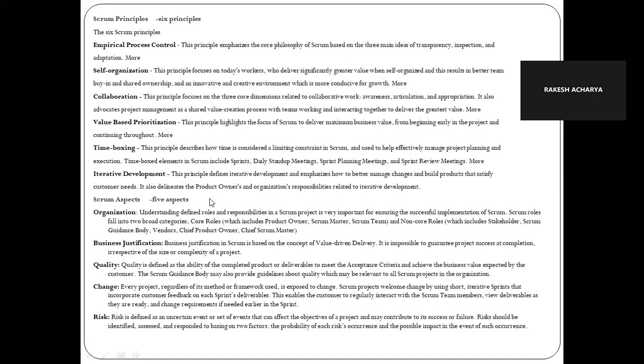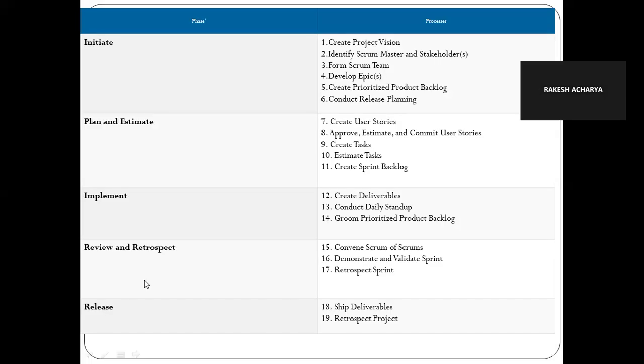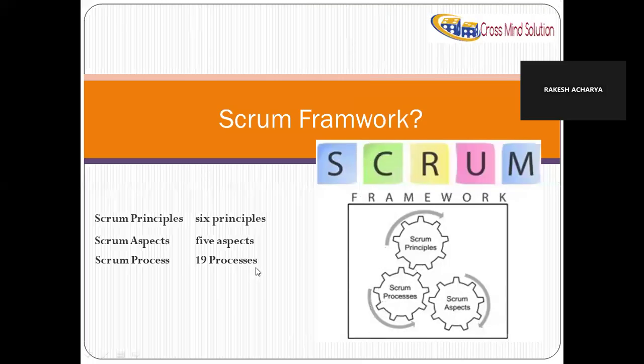Scrum aspects. So it's five aspects, okay? Organization, business justification, quality, change, and risk. These five aspects are important in Scrum. We'll discuss more details, so don't worry. Let me first tell you a few more things. Now, see, these phases are similar to SDLC phases, software development life cycle. Initiation phase, planning and estimation phase, implementation, review and retrospective, and release. Within these phases, we have these processes. Those are the 19 processes that I talked about in this picture.